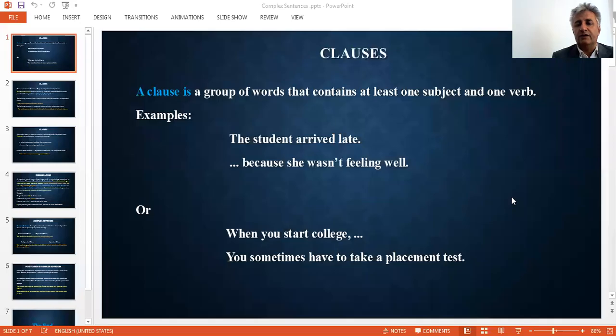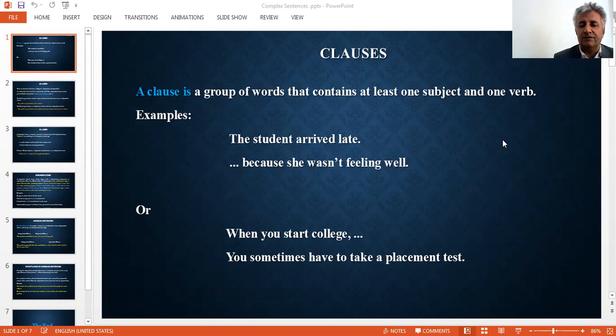Let's start with clauses. Let's see what a clause is. A clause is a group of words that contains at least one subject and one verb. Look at these two clauses. The student arrived late because she wasn't feeling well. What is the difference between them?